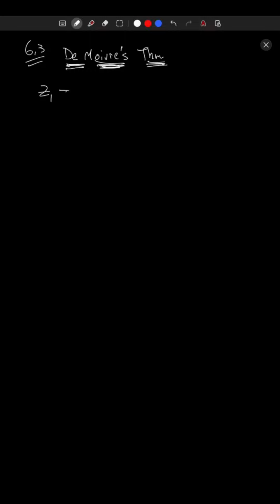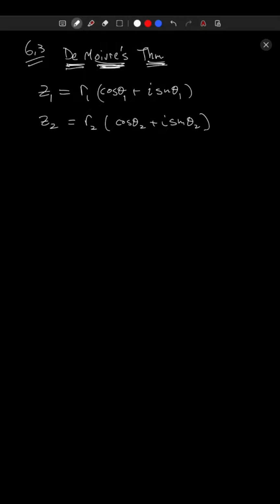If z1 is a complex number, r1 (cos θ1 + i sin θ1), and z2 is equal to r2 (cos θ2 + i sin θ2), then the product z1 z2 is just r1 r2 (cos(θ1 + θ2) + i sin(θ1 + θ2)).